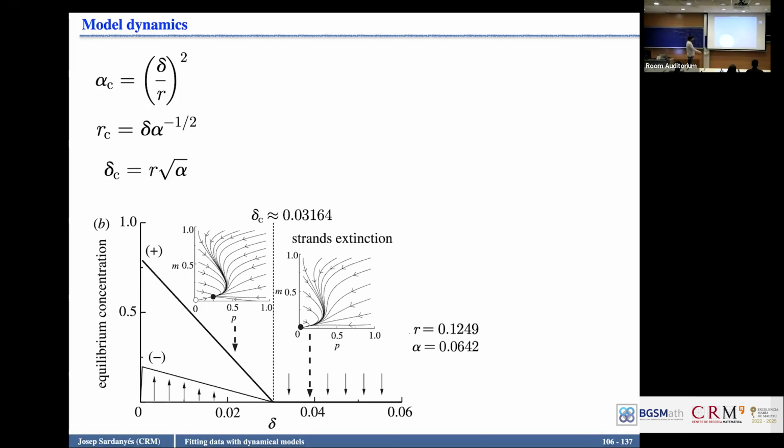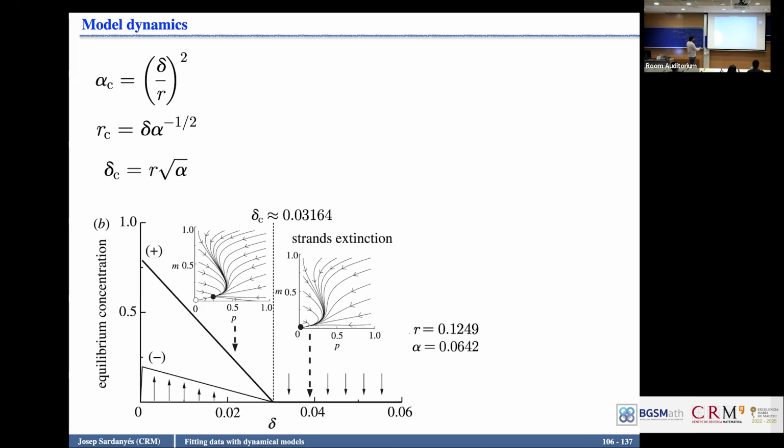This is for delta. When we increase delta, fixing these values to these numbers, that are the numbers that we got with the experiment, we can see that when delta is smaller than delta C, which is r square root of alpha, we have coexistence of the positive and negative. Here you have to realize that alpha is very small, so we will have much more production of plus strands. And this is the bifurcation diagram.